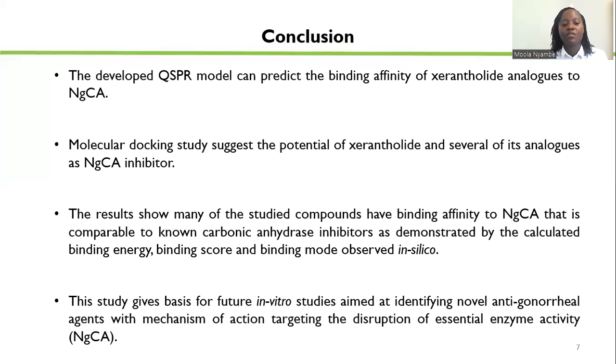Therefore, this study gives a basis for future in vitro study aimed at identifying novel anti-gonococcal agents that have a mechanism of action that targets the disruption of this essential enzyme, NGCA.